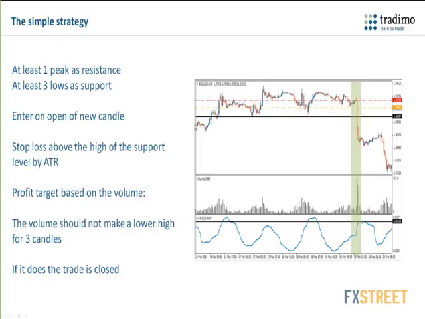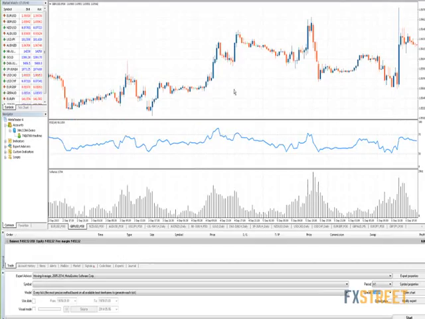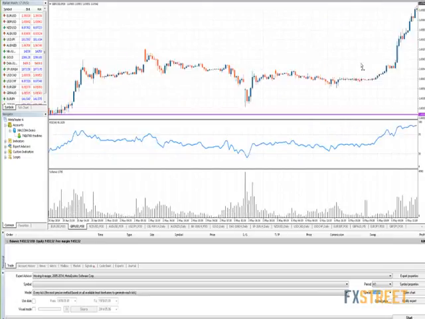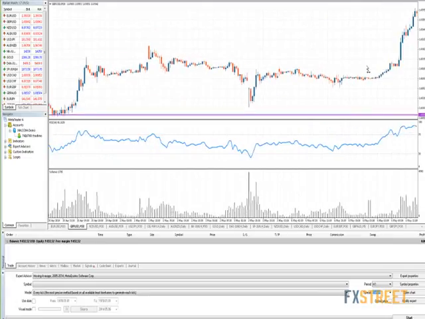Another way to filter levels, guys, is by using support turned resistance. Okay, so if we look on the chart now, guys, and we actually have a little look at what's happening with this euro, we can see there's been a pretty big breakout.